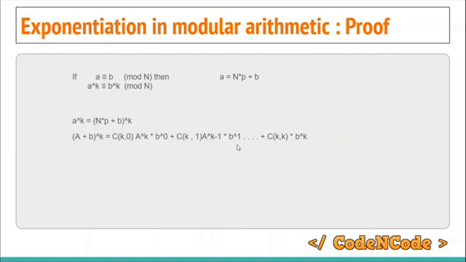Now since every term contains n, if you take modulo of this whole expression, every other term would become 0 because they are multiples of n. So every single term would turn out to be 0 except this one. So that is why a raised to power k would be equal to kCk into b raised to power k. Now kCk is actually 1, so it would turn out to be b raised to power k. So that is why a raised to power k is equal to b raised to power k, or equivalent to b raised to power k under modulo n. It was easy to prove using binomial expansion.